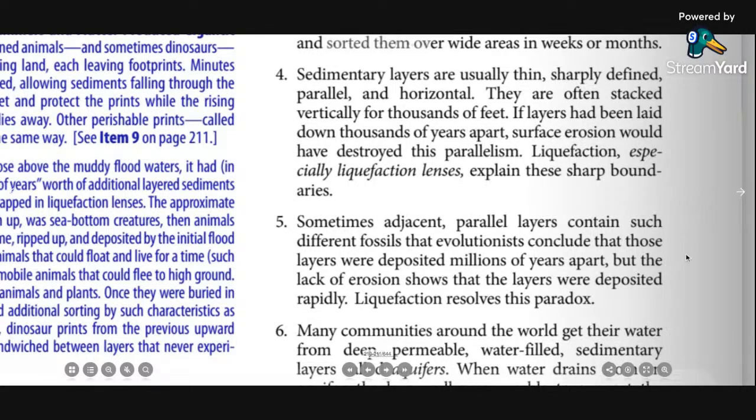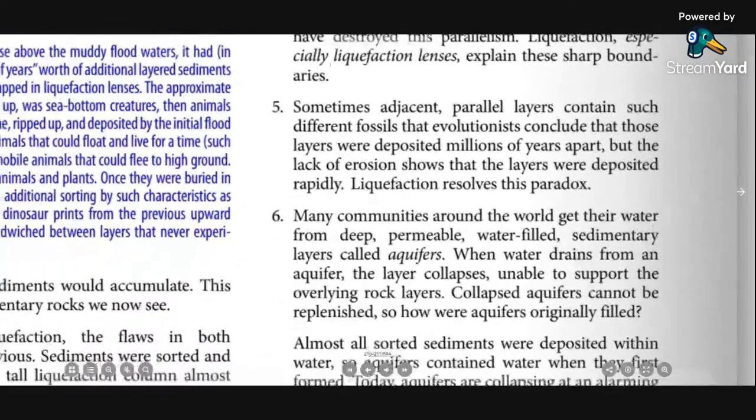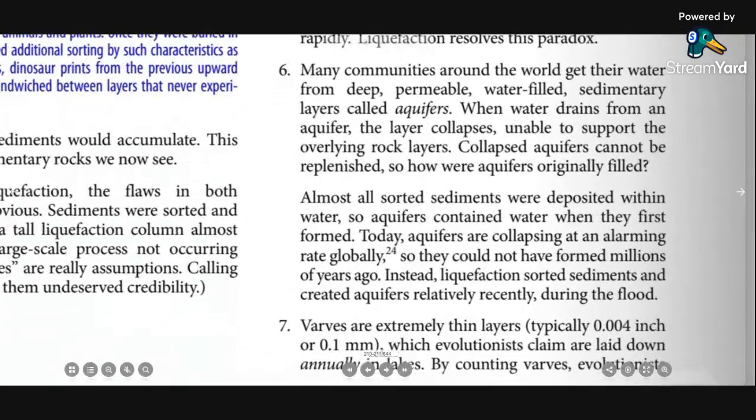Number five, sometimes adjacent parallel layers contain such different fossils that evolutionists conclude that those layers were deposited millions of years apart, but the lack of erosion shows that the layers were deposited rapidly. Liquefaction resolves this paradox.